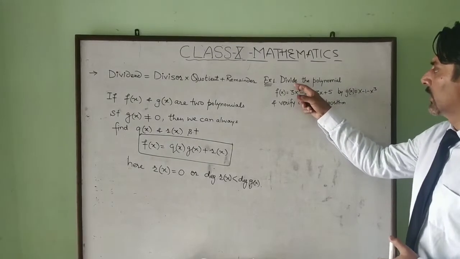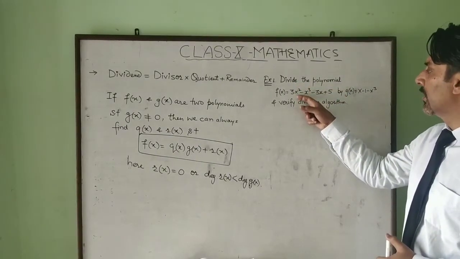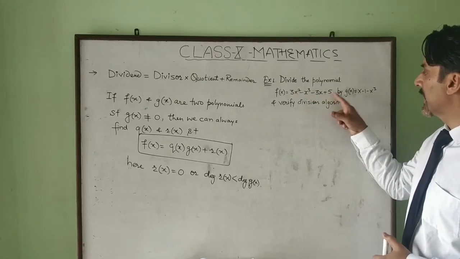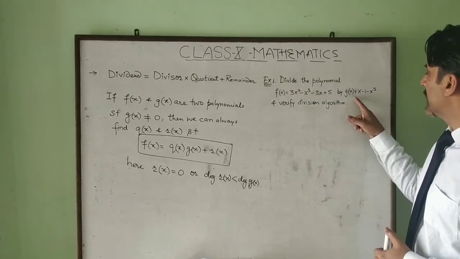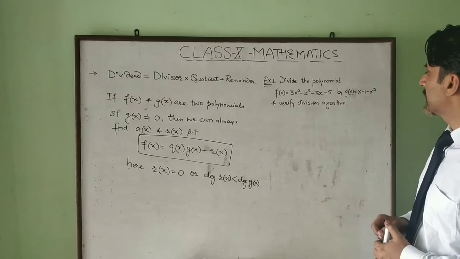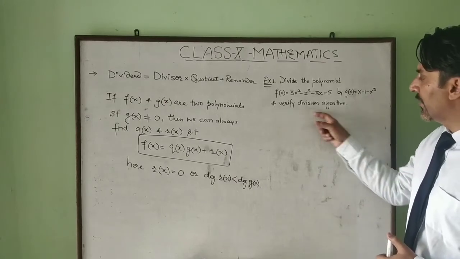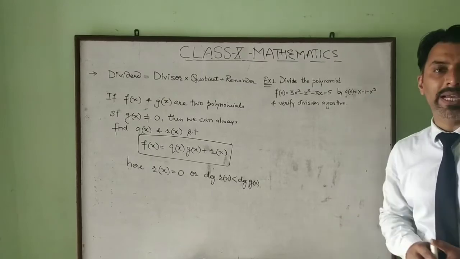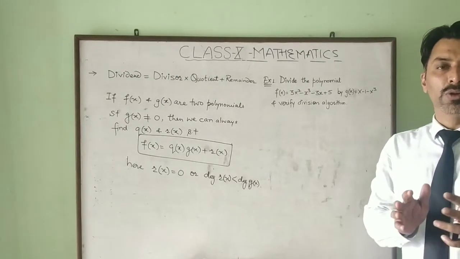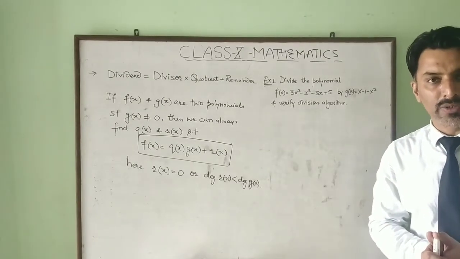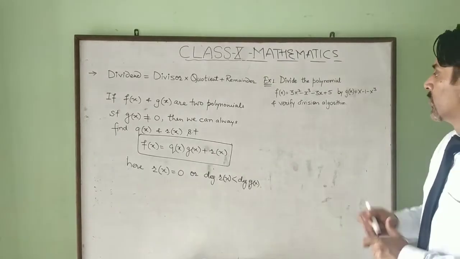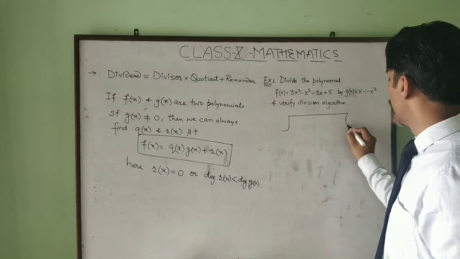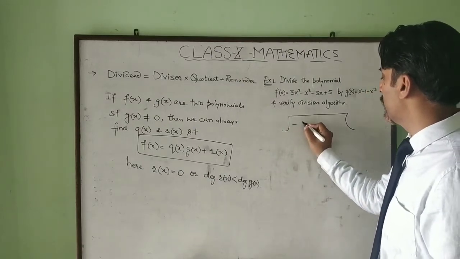We have this question: divide the polynomial 3x square minus x cube minus 3x plus 5 by g(x), x minus 1 minus x cube, and verify the division algorithm. So first of all, we have to do the division that you might have done earlier in class 9th also. So let's divide first of all. The way we used to do, we will divide it in that way only.